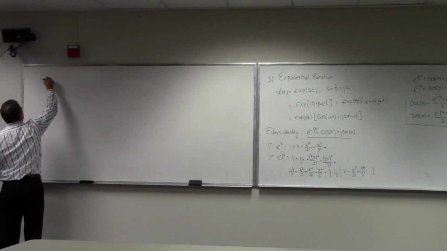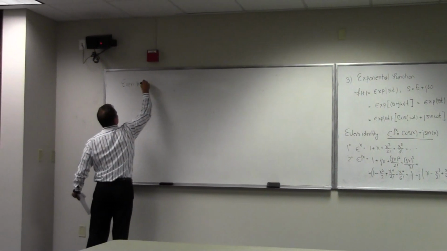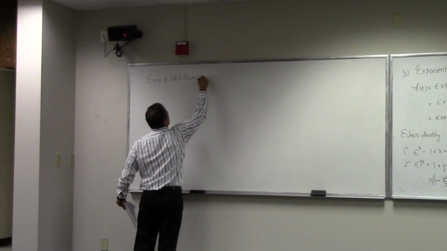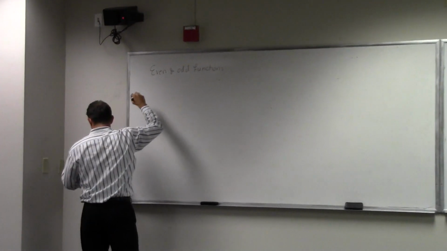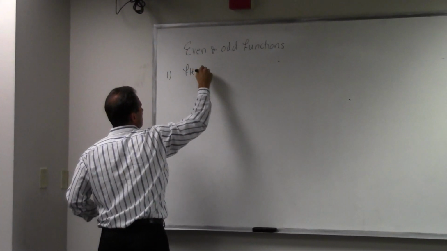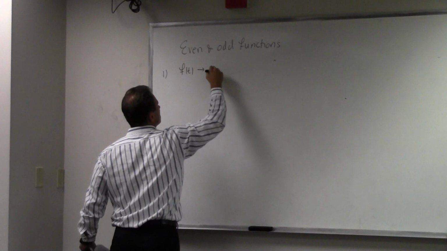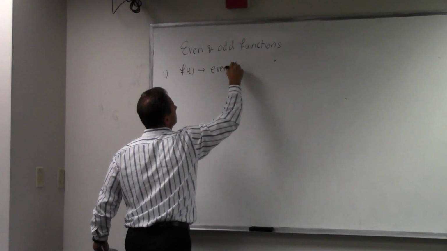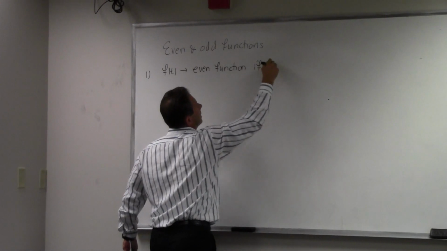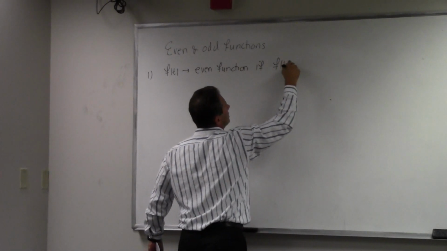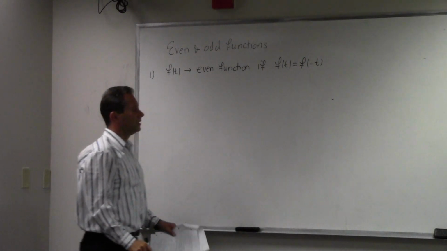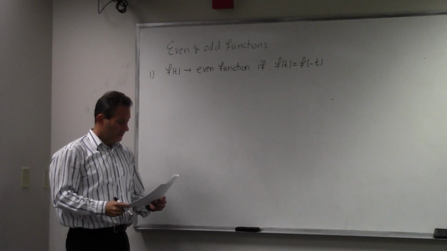So, even and odd functions. There is a first definition. f of t is an even function if f of t is equal to f of minus t. That function we call even.